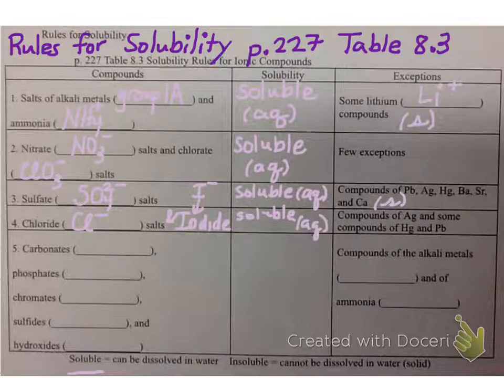Now notice, again, we have some exceptions. So if it's a silver chloride or a silver iodide, okay, it's going to be insoluble. It's an exception to being soluble. And many lead chloride and lead iodide and mercury chloride and mercury iodide compounds also are going to be an exception to being soluble, so they would be a solid.